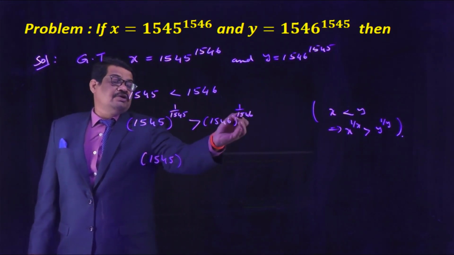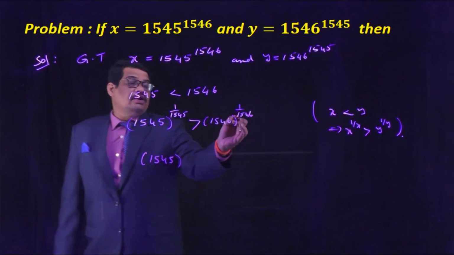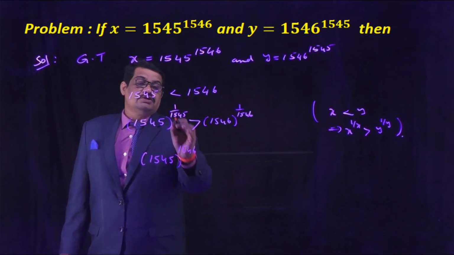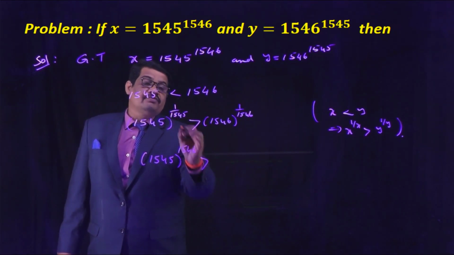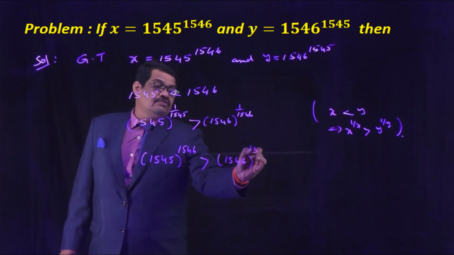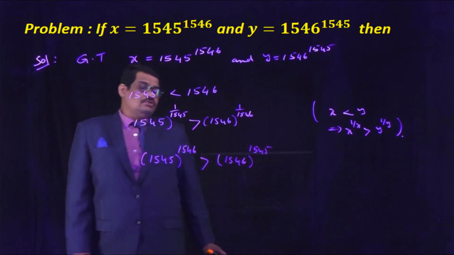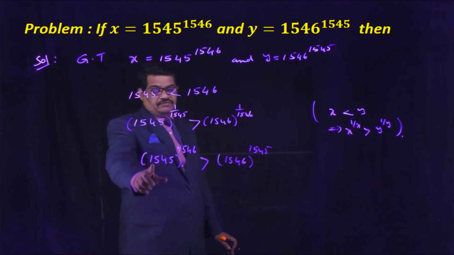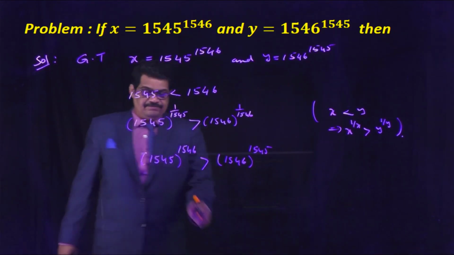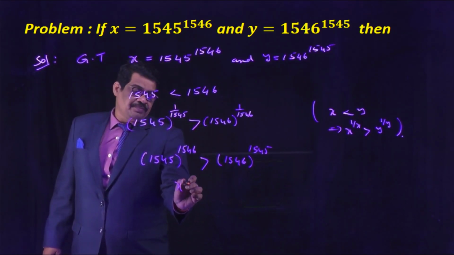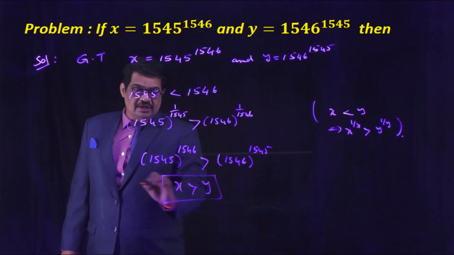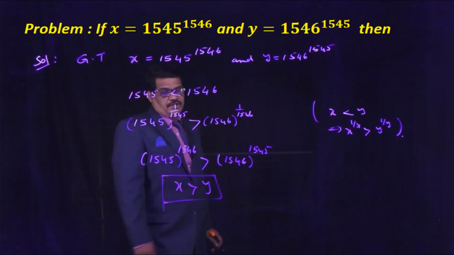1545, so here powering 1546, and here powering 1545. 1546 whole power 1545. So here 1545 whole power 1546, that is x. This x is greater than 5, so x is bigger than the value of y.